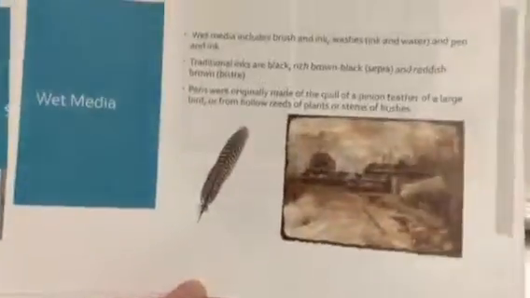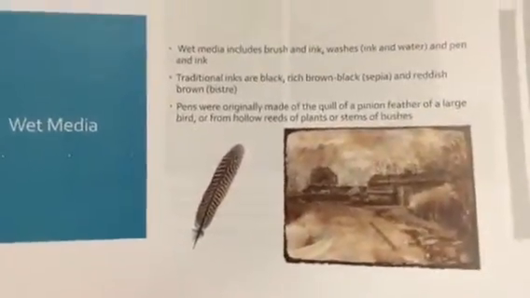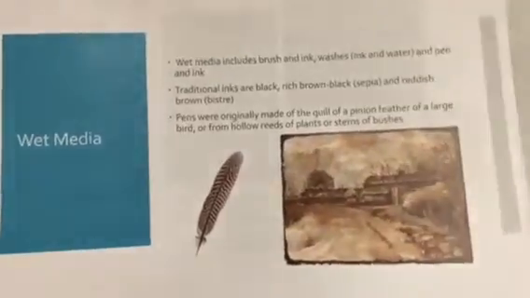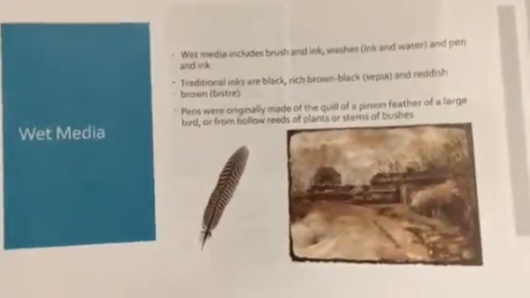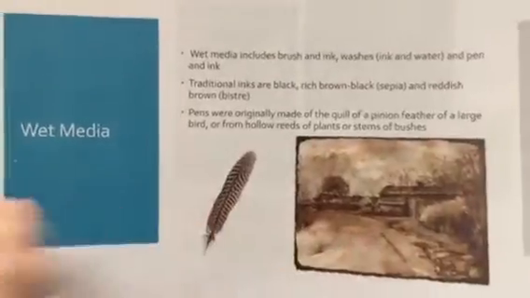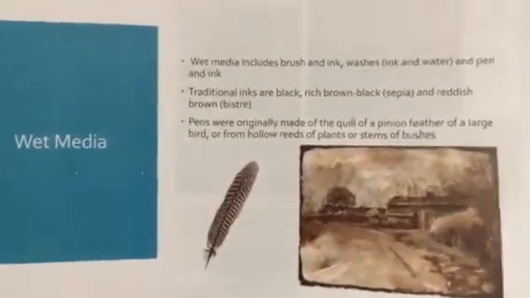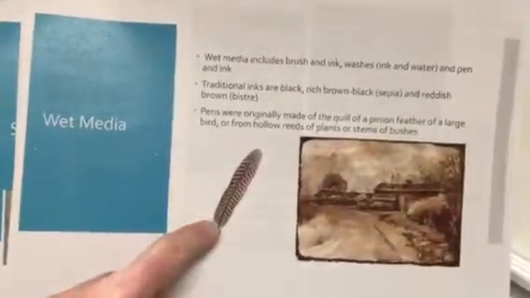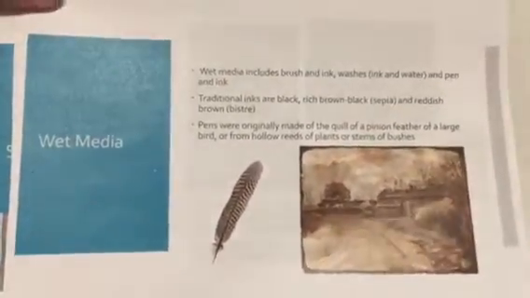Da Vinci. This is a drawing of Da Vinci's from the Renaissance. Pretty awesome. Let's talk about wet media. Wet media includes brushes and ink, washes, which would be ink and water, and pen and ink. Traditional inks are black, rich brown, sepia, and reddish brown, which is called bistre. Pens were originally made from the quill of pinion feathers of a large bird, or from the hollow reeds of plants and stems of bushes.